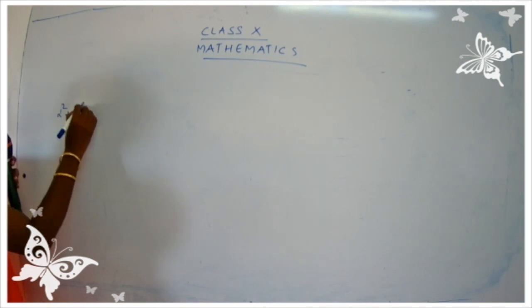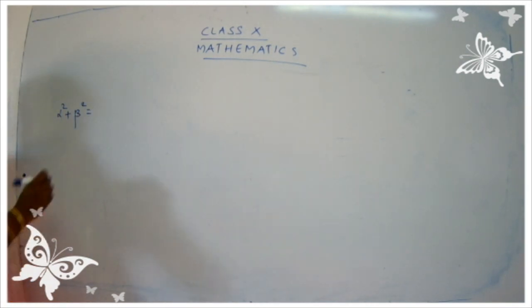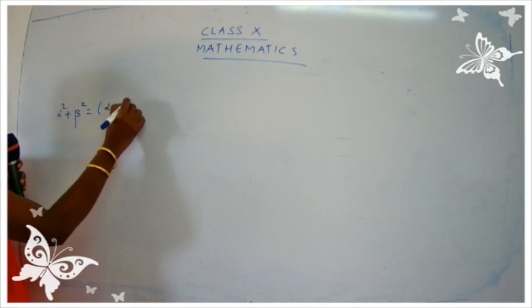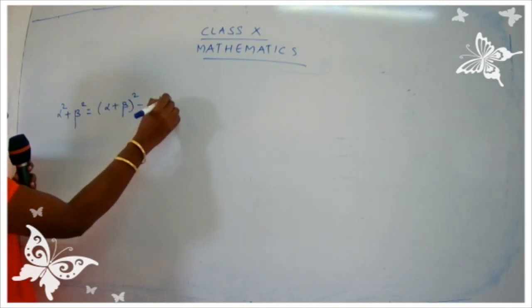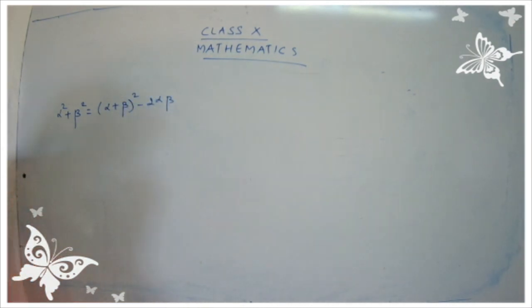So what is the formula for alpha square plus beta square, children? It's alpha plus beta the whole square minus 2 alpha beta. So remember a few formulas that you have to remember. We have many formulas that come in all the problems. Yes children, so for every problem you may have to use different formulas. So you have to study all the formulas.